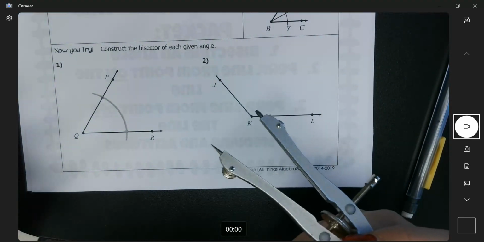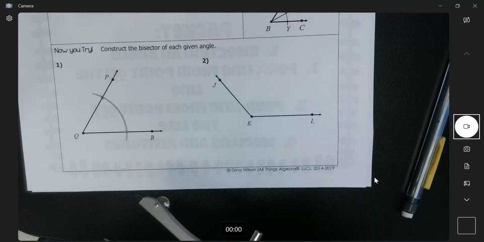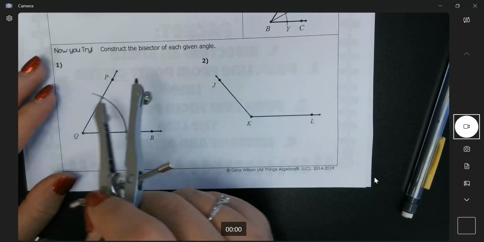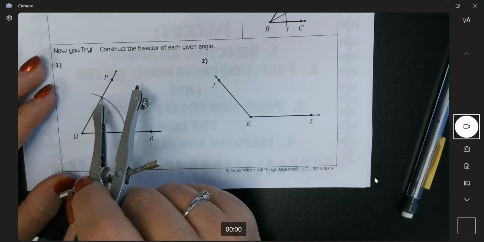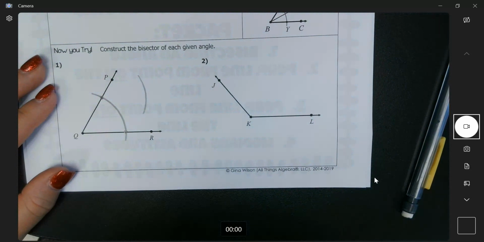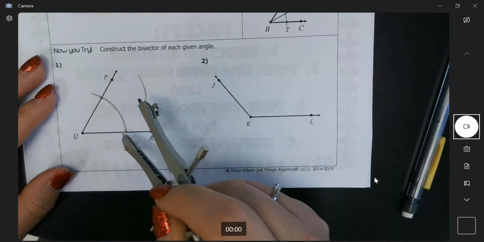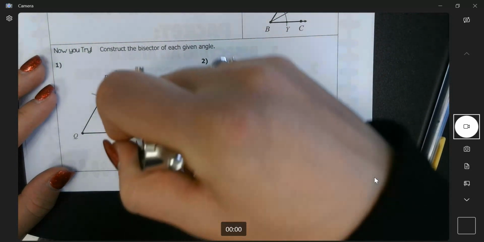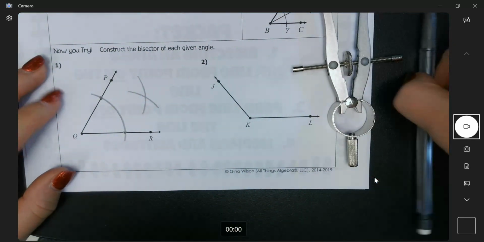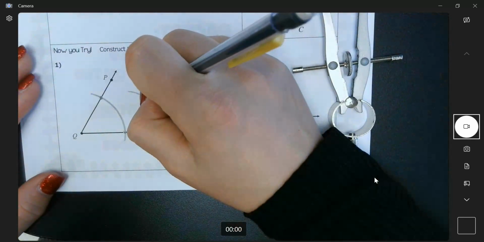You don't have to change the stretch of it. You could make it smaller, you could make it bigger, it's up to you. I'm going to keep it exactly the same. I'm going to start by placing it on one of those intersection points and make an arc in between the two sides of the angle like that. And then do the same thing from the other point, exactly the same. And then where those two cross, I'm going to make a point.